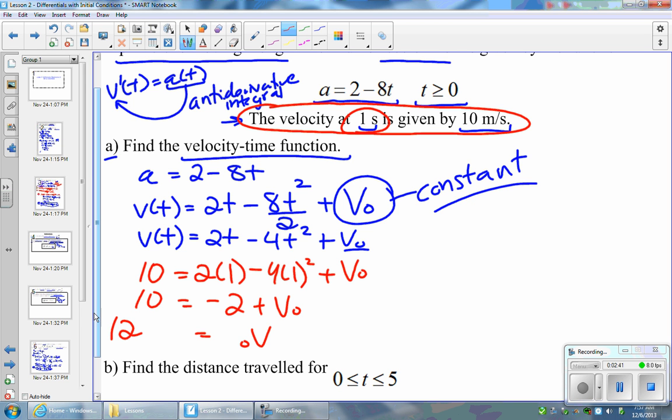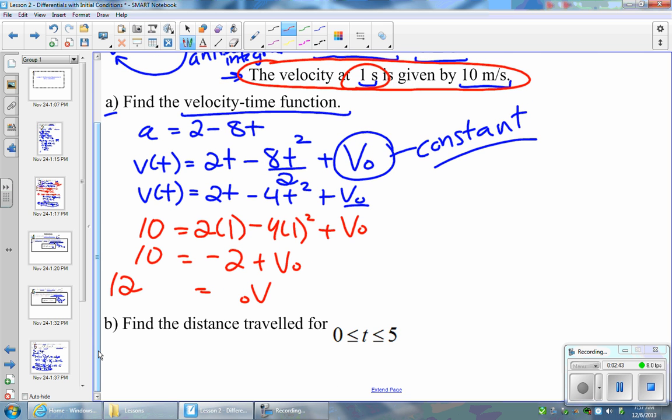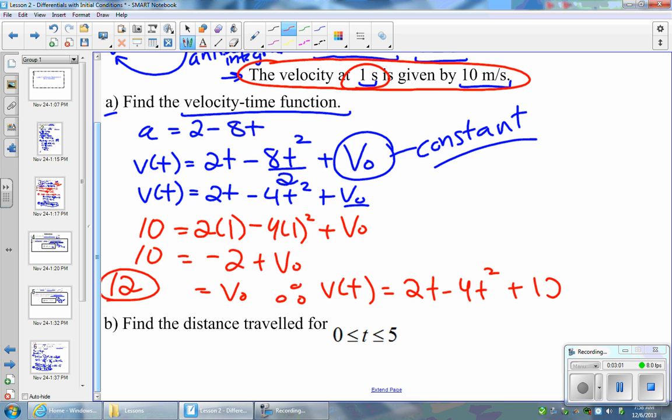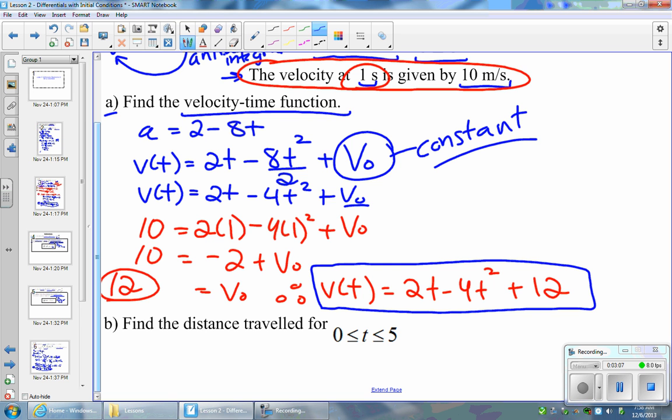So if I complete the actual function here, oh, sorry about that, I actually reversed it. Therefore, my velocity time function is equal to 2t minus 4t squared plus our initial velocity, which we found to be 12. So there is my velocity time function given the acceleration function. I'm going to do part B in the next podcast.